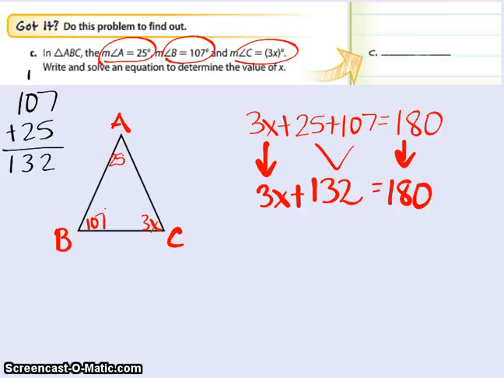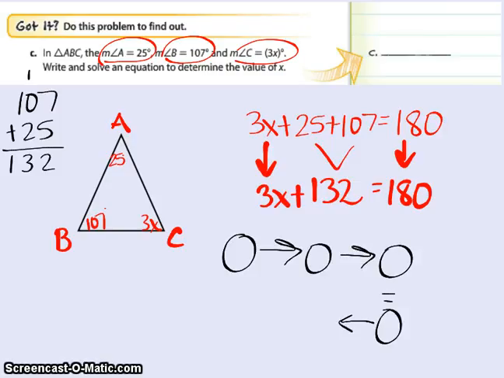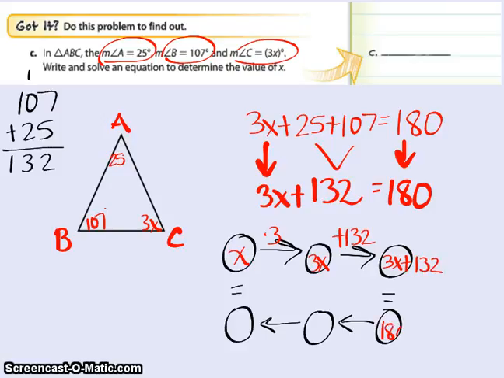Now this is a two-step equation, so I can solve this by using my circles. Inside of my first circle, I put an x. What's happening with that x is I'm multiplying by 3. And then x times 3 is just 3x. Then I add 132. And 3x plus 132 is 3x plus 132. And that's all equal to 180.